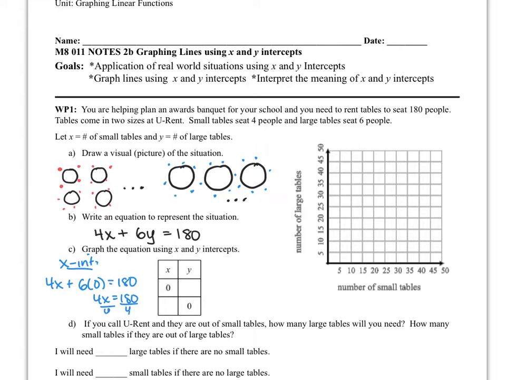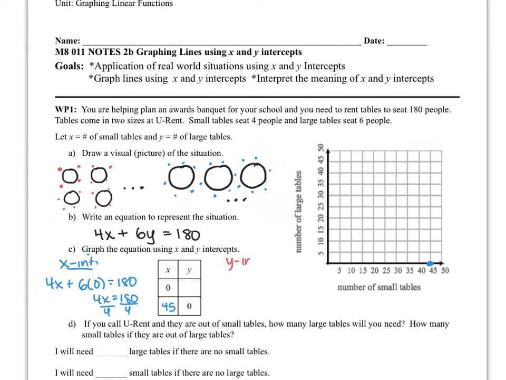And then I'm going to divide by 4. I could do that in a calculator, or I could divide by 2 twice, since I don't have a calculator available. So I know that 180 divided by 2 is 90. And then if I divide by 2 again, that's going to get me 45. So I'm going to come over here and graph that point 45, 0.